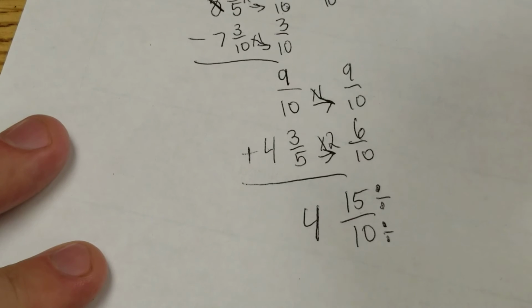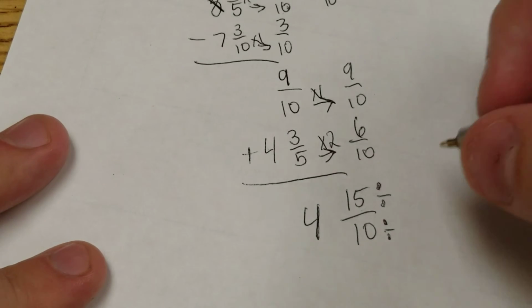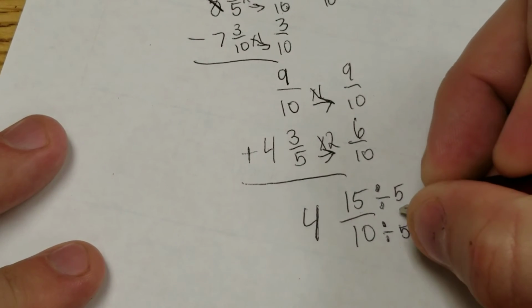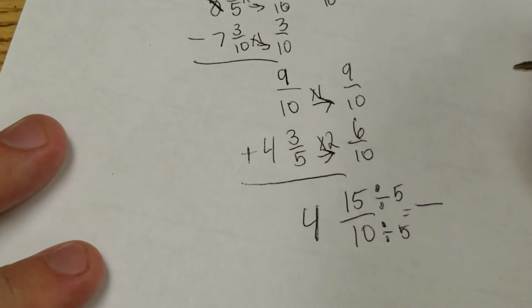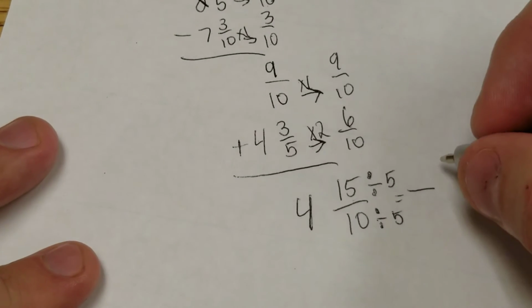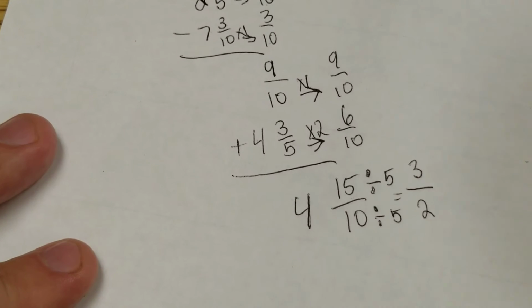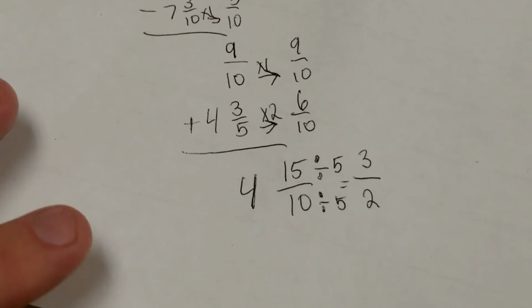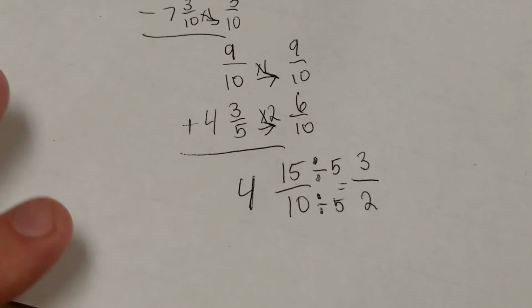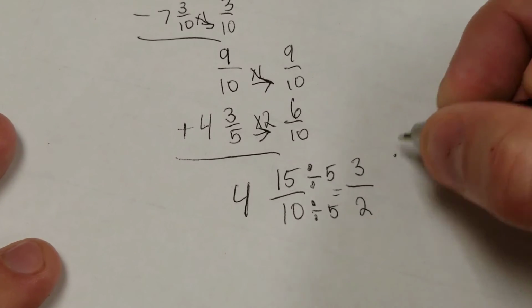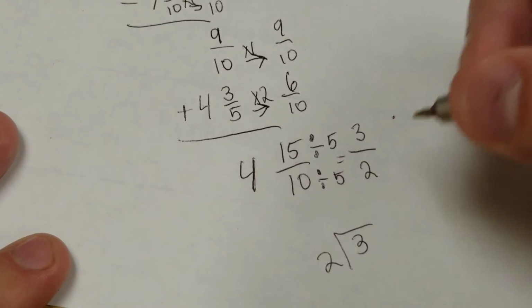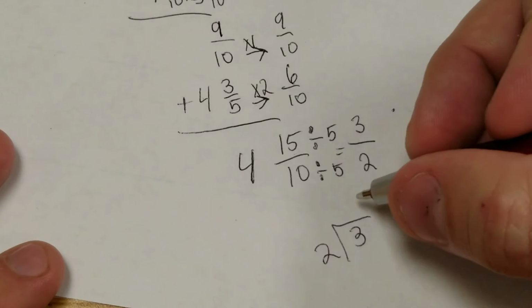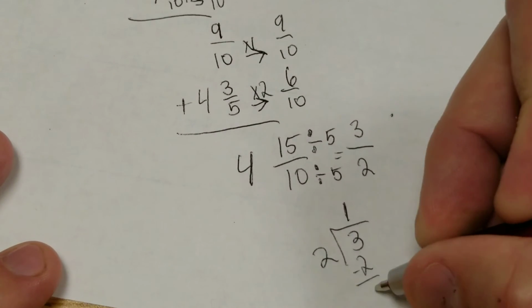What goes into both 15 and 10 equally without a remainder? Well, you can divide the top and the bottom by 5. And when we do that, 15 divided by 5 is 3. 10 divided by 5 is 2. So we're left with 3 halves, or 3 over 2, which is improper. So we can take 3 divided by 2. How many times will 2 fit into 3? 1 time. We're left with 1.